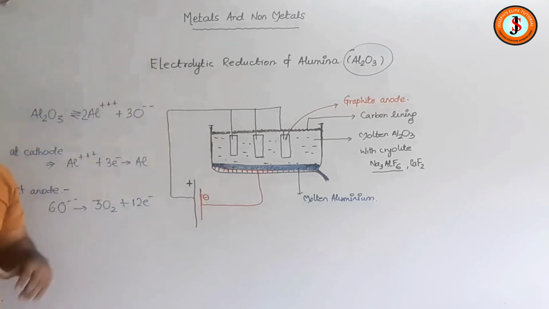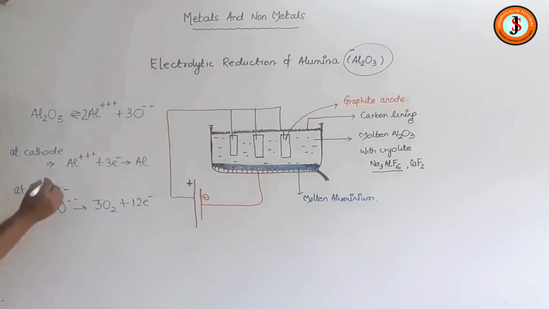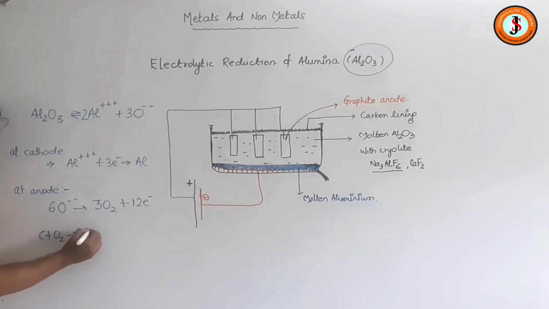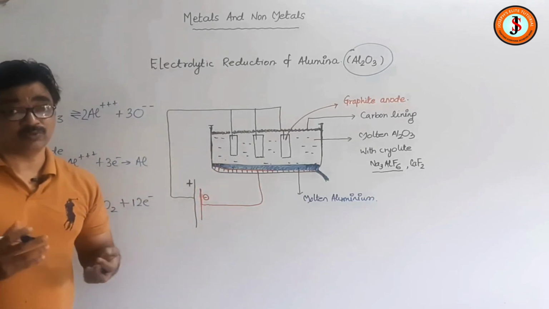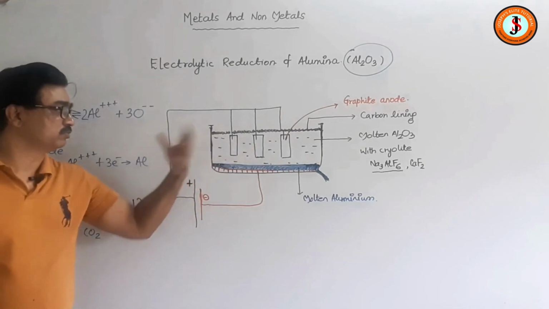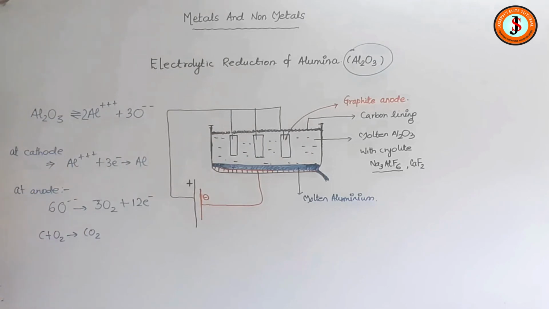Now oxygen is a gas, it's going up, but since there is heat over there, it will react with the graphite, which is carbon, and it will form carbon dioxide. So carbon dioxide will be formed. Gradually the anode is eaten up, so from time to time it has to be replaced.